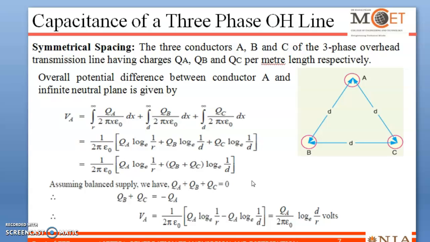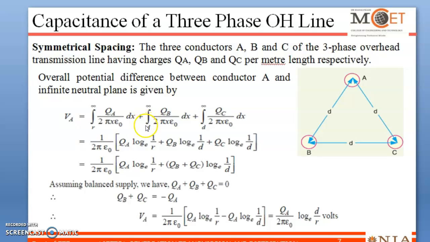They are separated per meter length, and the distance is D. We are going to calculate the total potential difference. So we consider the integration for the A conductor, B conductor and C conductor. First, the A conductor has the integration limit R to infinity, and the charge value is QA divided by 2 pi epsilon naught dx.